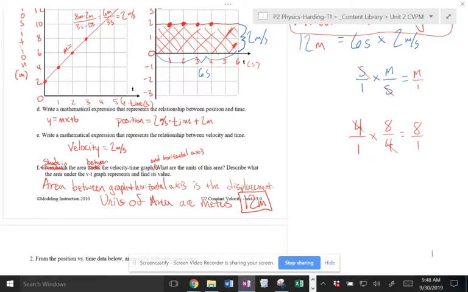And this is really key, and this came up on the quiz. Area between the graph and the horizontal axis. I didn't like how it said "under," because then do we just shade all this stuff? I only shade the boxes that are between the graph and the horizontal axis. The units of that area would be meters, and so it's telling us about the displacement.